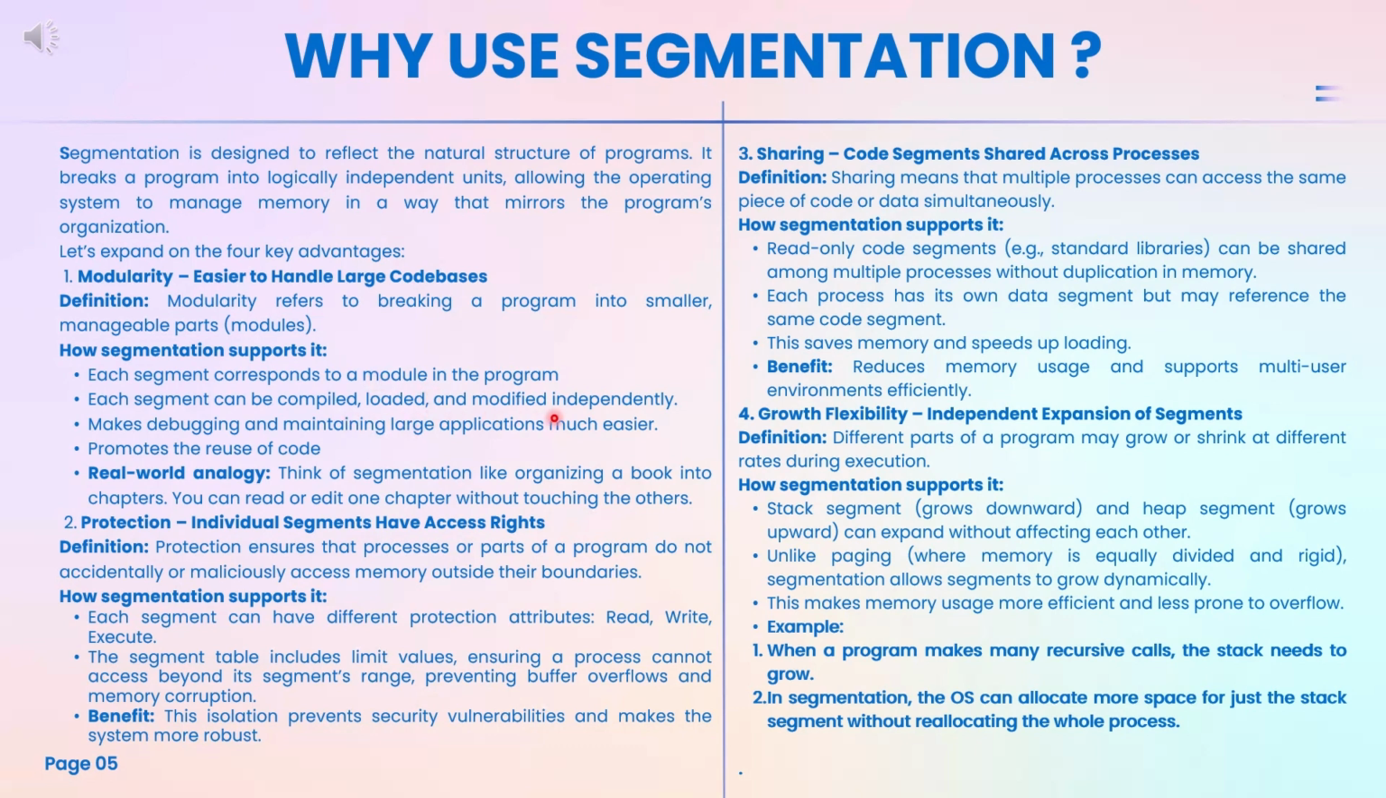Moving further, we get the protection. Each segment has its own access rights: read, write, or execute. This protects against memory corruption and buffer overflows. Moving further, we have sharing. Common segments like libraries can be shared among processes without duplicating memory. And last, growth flexibility. Stack and heap grow in opposite directions, and segmentation allows them to grow independently.